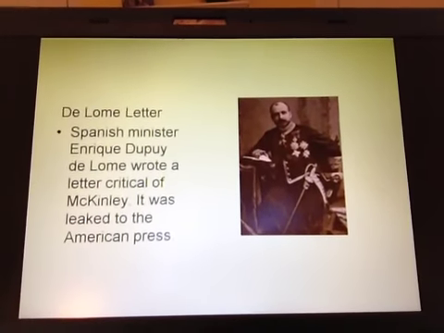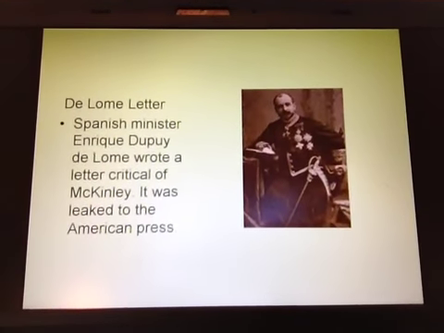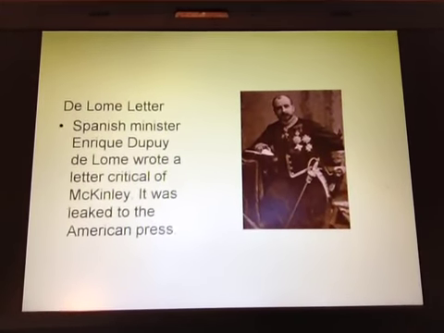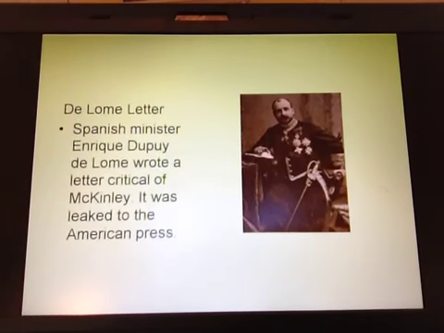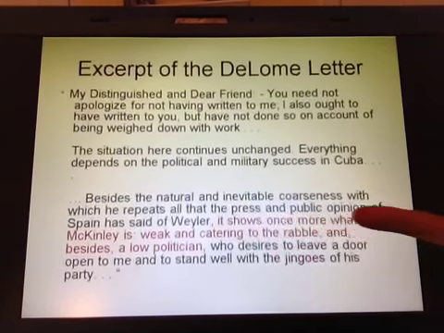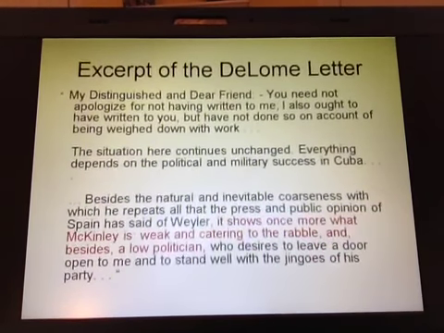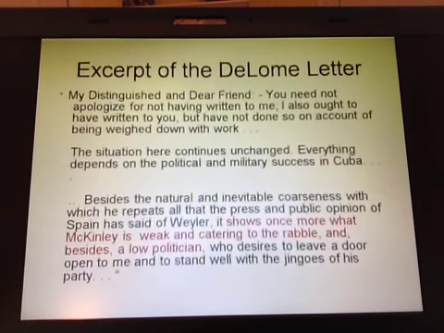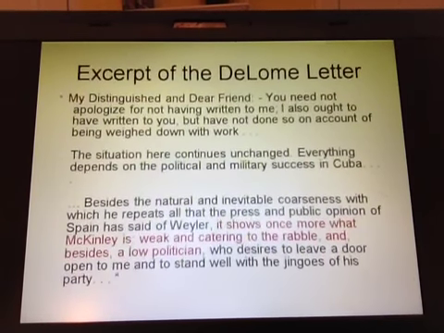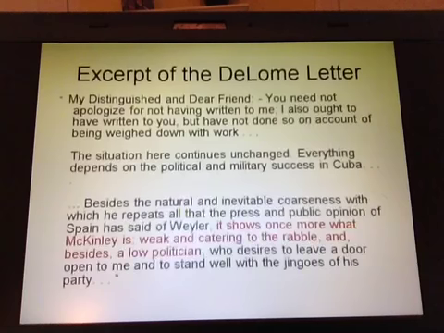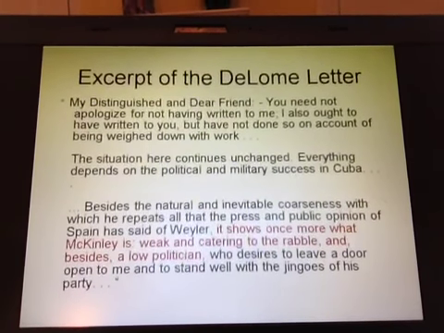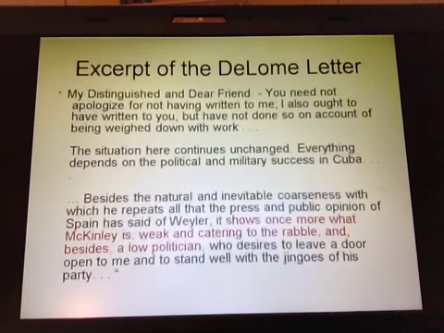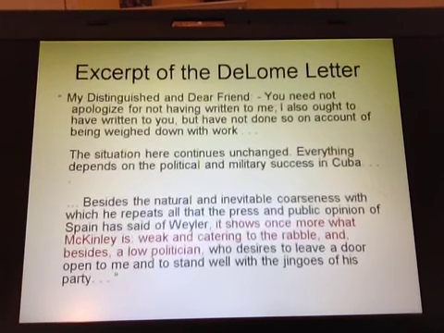I actually looked up the letter just to see what horrible, horrific things he said about our president, and he said basically this in red here. It says, it shows once more what McKinley is, weak and catering to the rabble, and besides a low politician. So then there's the fighting words that Delome used against our President McKinley.